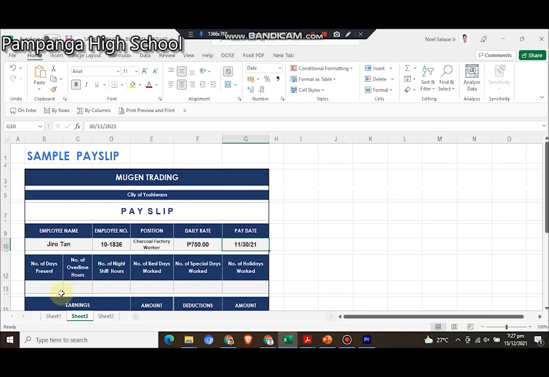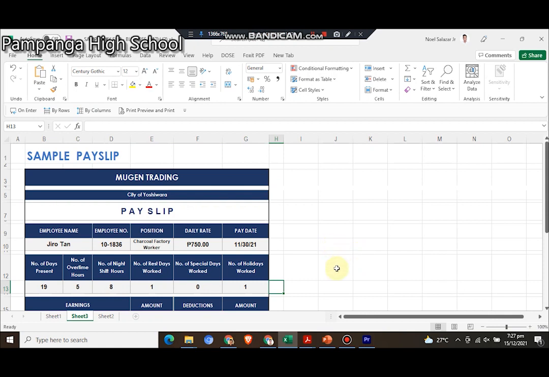From the given data, number of days present, 19. Number of overtime hours, 5. This was during his rest day. Number of night shift hours, 8. Number of rest days worked, 1. Number of special days worked, 0. Number of holidays worked, 1. This is during November 30 or a Bonifacio Day.